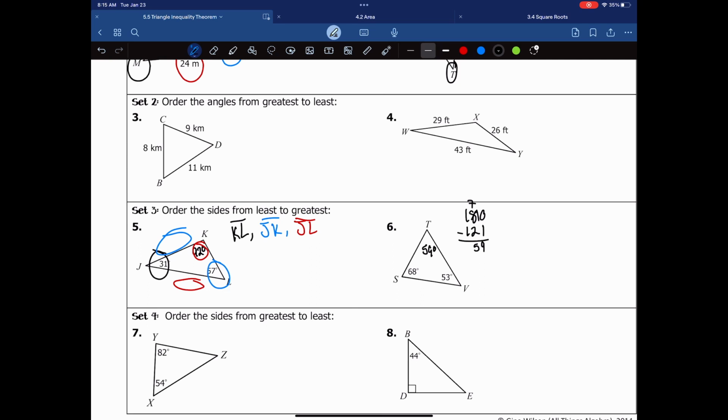59 degrees. So this is my smallest angle, so this is my smallest side. It's just the sides that are opposite. So TS goes first. And next, T is my next smallest angle, so SV is my next smallest side because SV is opposite. And then S, and then TV. So TV. There you go.